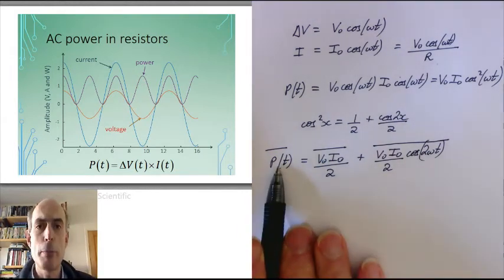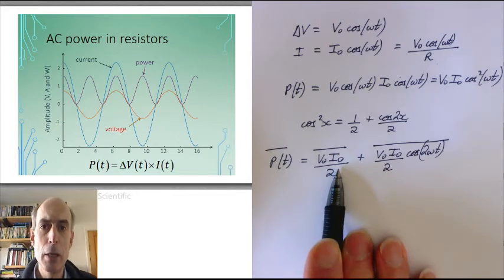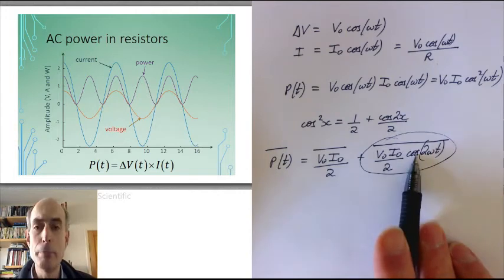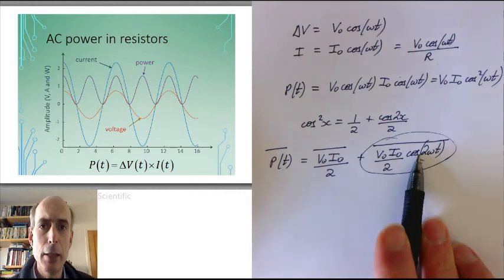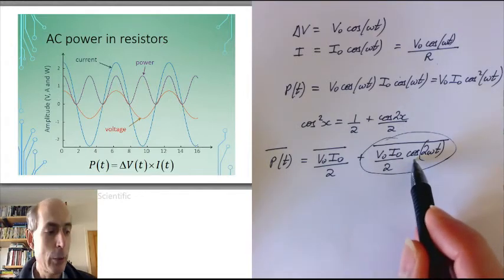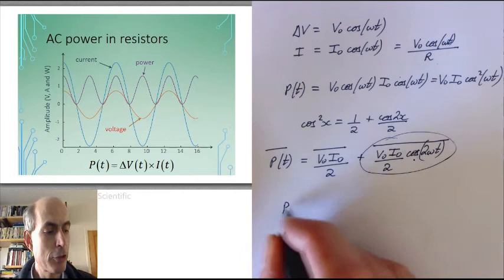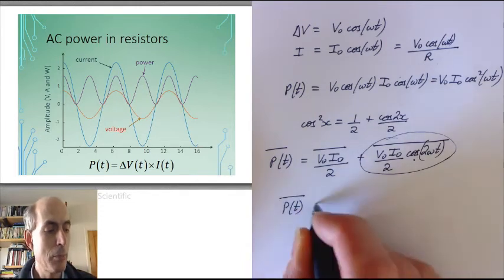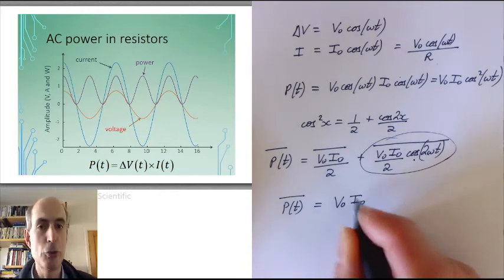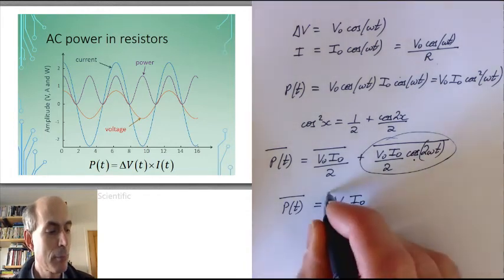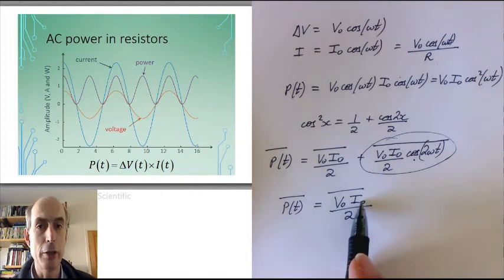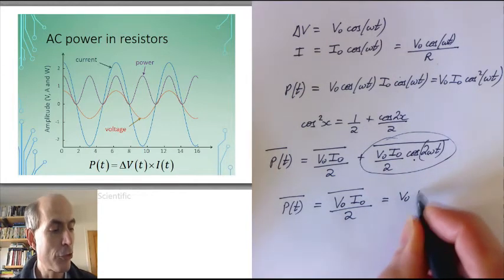So, what can this formula tell us about the average value of the power? Well, the average value of the power will be the average value of this term plus the average value of this term. But the average value of this term is 0, because it's a cosine wave. It oscillates up and down around 0. So that's going to give me an average value of 0, which means that the average value of the power being dissipated in my resistor is the amplitude of the voltage across it times the amplitude of the current flowing through it divided by 2.